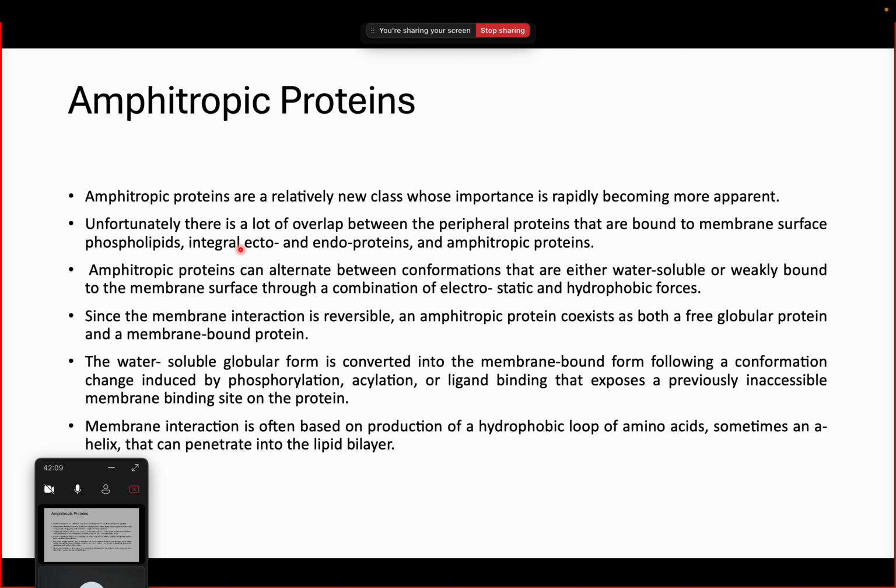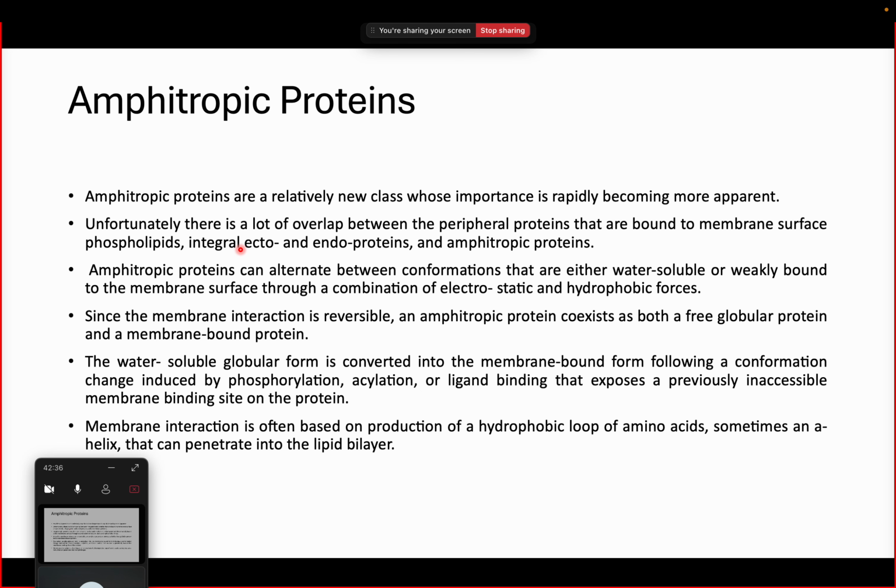Since the membrane interaction is reversible, an amphitropic protein coexists as both a free globular protein and a membrane-bound protein. The water-soluble globular form is converted into the membrane-bound form following a conformation change induced by phosphorylation, acylation, or ligand binding that exposes a previously inaccessible membrane binding site on the protein. This is a self-explanatory point.